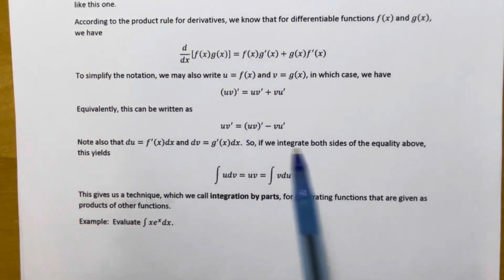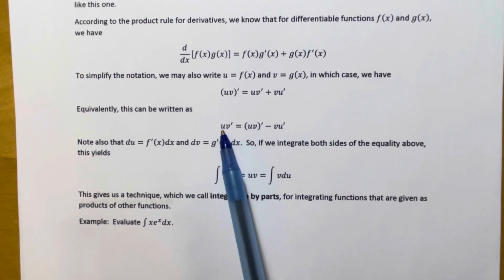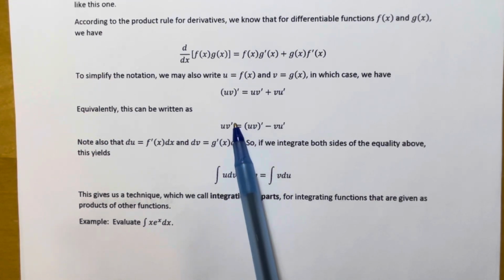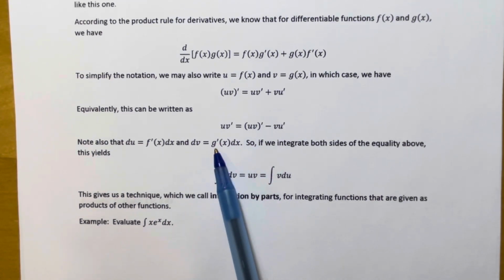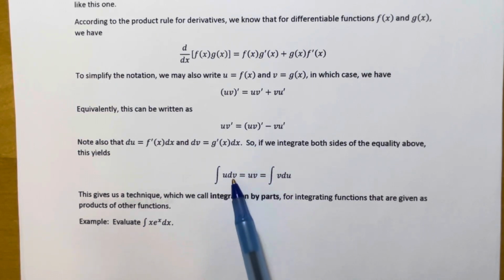So if I were to integrate both sides, then uv', where v' is the same thing as g prime of x, I can think of that as the integral of u dv. So notice my v' becomes dv, which really means g prime of x dx, but I'm going to write it like this, simpler notation.